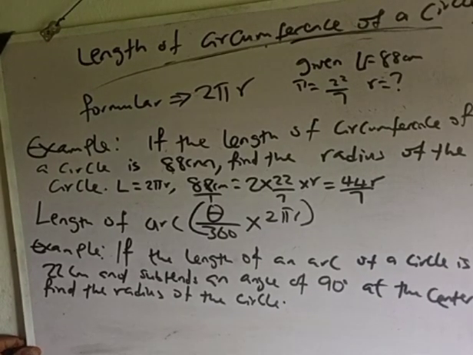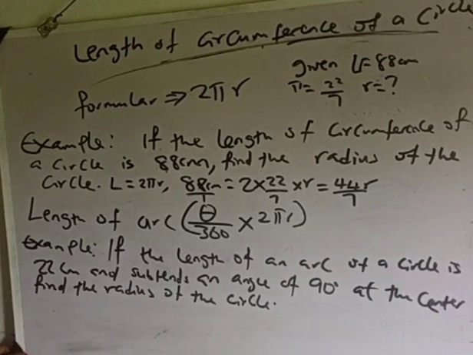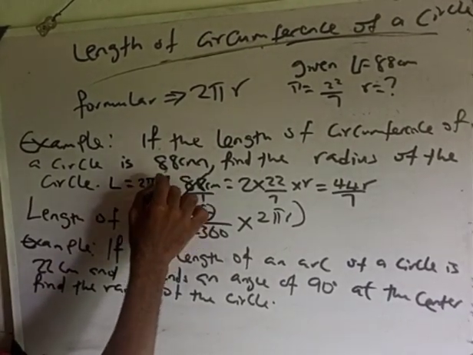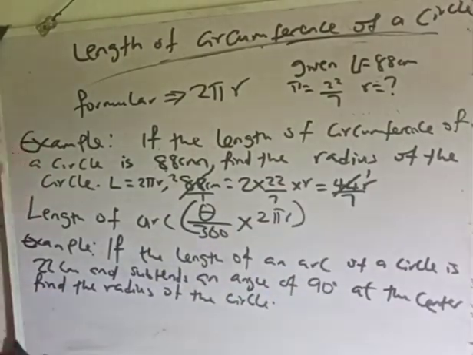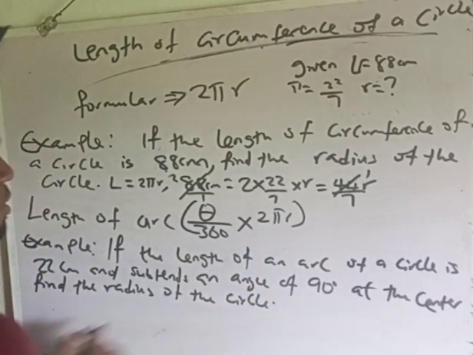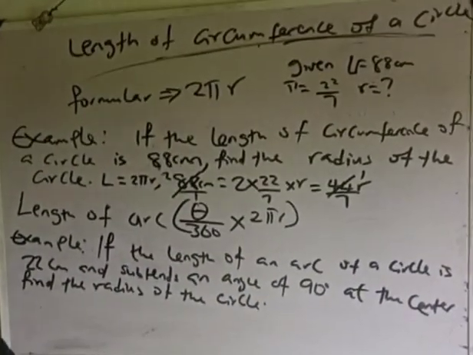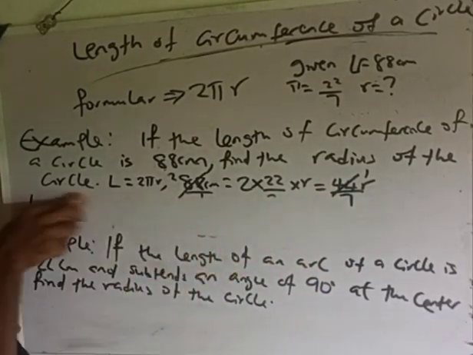So I can choose to divide both sides by 44. If I divide here by 44, I'll have 2. If I divide this side by 44, I'll have 1, right? So it means that, sorry, I'm going to take a bit of this. We're going to come back to it later.